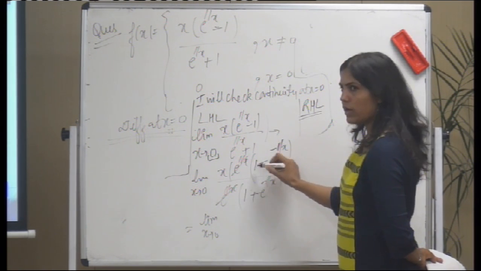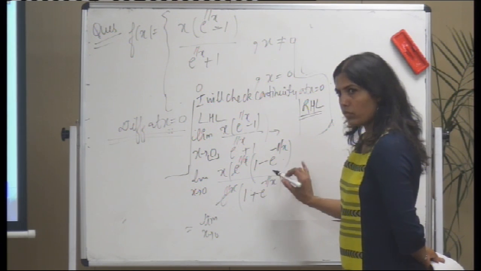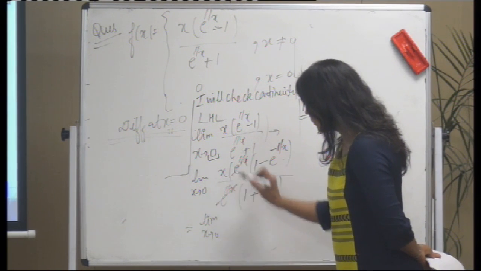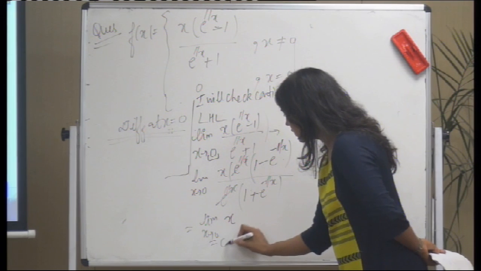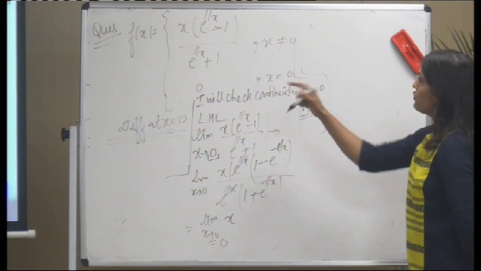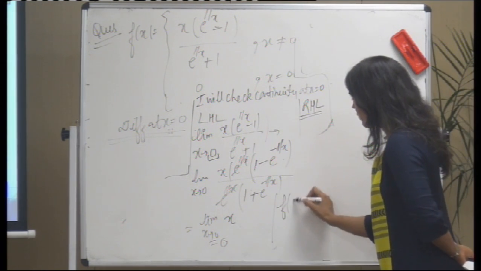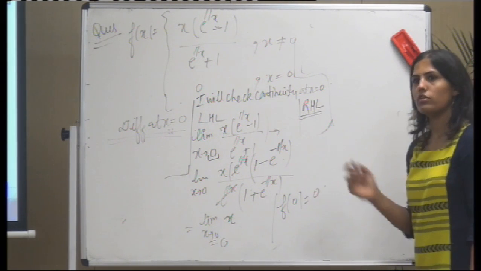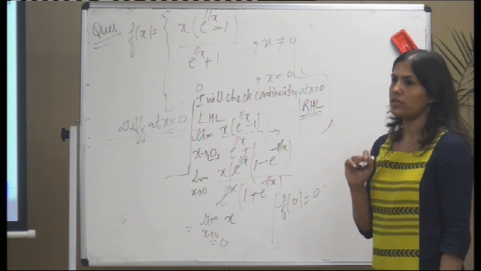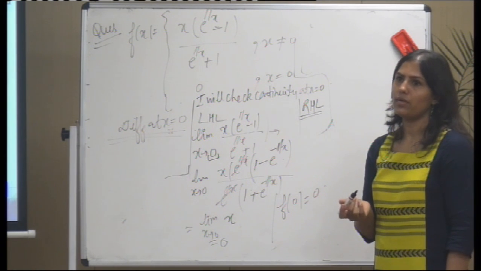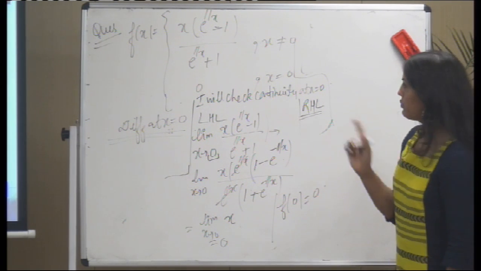So this is 1 minus 0, 1 plus 0, 1 only, and multiplication of 1 with 0. So it is 0. And f of 0 is also 0. So this function is continuous. Now the question is, it may or may not be differentiable. That we will do.